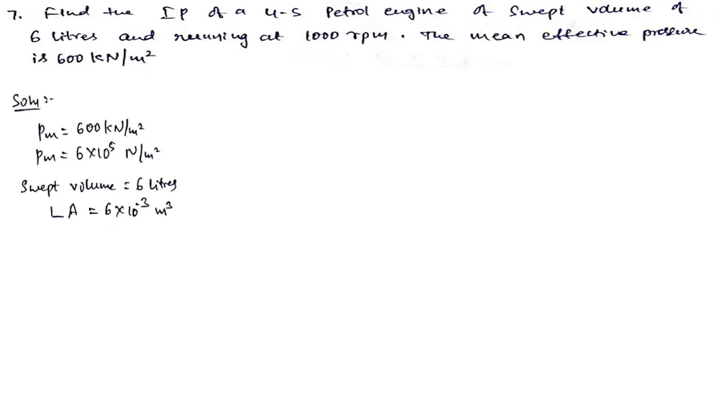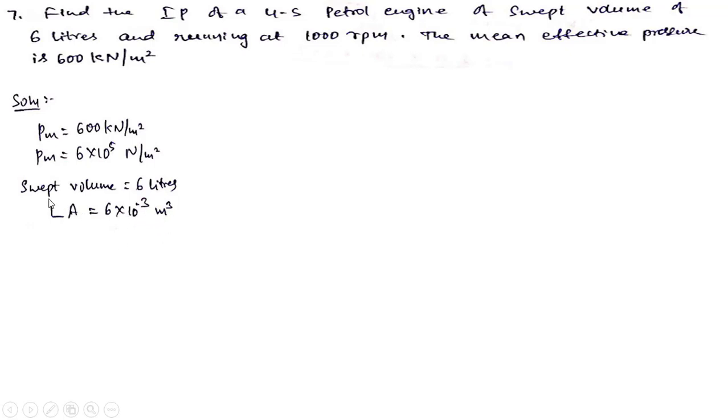First, we will write down all the data they have given. Mean effective pressure is given as 600 kilonewton per meter square, so it will be expressed as 6 into 10 power 5 Newton per meter square. Kilonewton to Newton is 10 power 3, and 600 can be written as 6 into 10 power 2. So 6 into 10 power 2 into 10 power 3 is 6 into 10 power 5 Newton per meter square. Swept volume is given as 6 liters. So LA is equal to 6 into 10 power minus 3 meter cube. Liters is given, 6 liter, and liter to meter cube, you all know that 1 liter is equal to 10 power minus 3 meter cube. So 6 liter is equal to 6 into 10 power minus 3 meter cube.